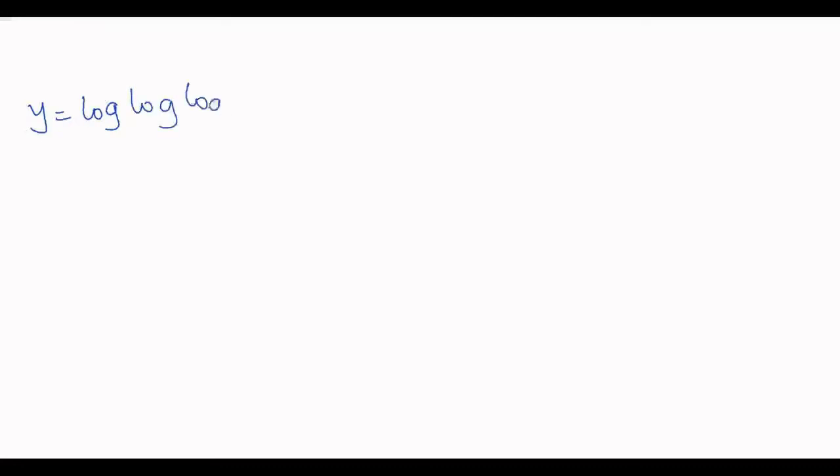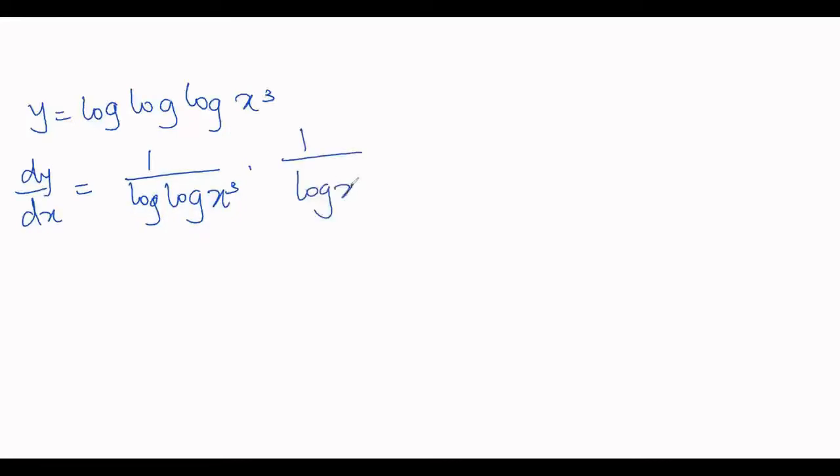Next question is y is equal to log of log x cubed. So you have 4 functions here. So let's differentiate 4 times. dy by dx is equal to differential of log is 1 over x. So in this case 1 over log of log x cubed into again differential of log is 1 over x. So that becomes 1 over log x cubed into differential of log x cubed is 1 over x cubed into differential of x cubed, which is 3x squared.